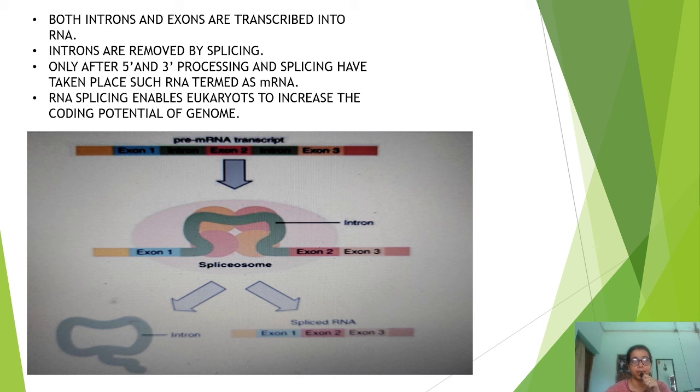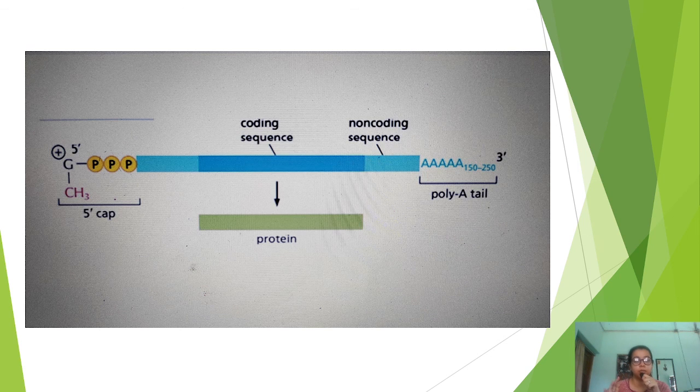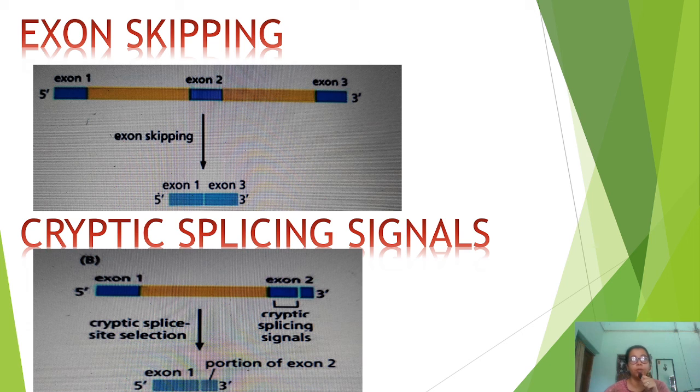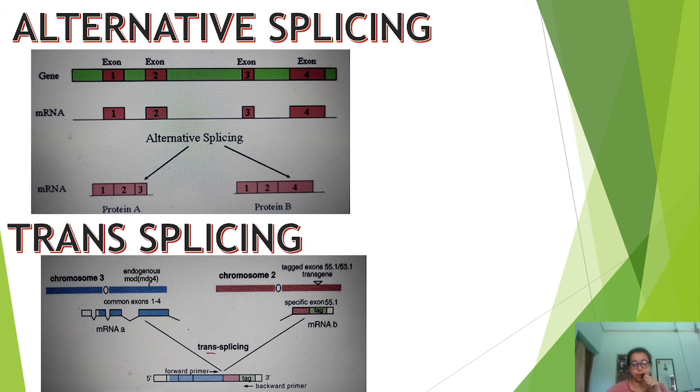In the last video, we discussed what splicing is. In short, splicing is the removal of the introns. Introns are the non-coding part which do not take part in protein synthesis; that's why they need to be removed. The splicing is of different types: first is exon skipping, second is cryptic splicing and signals, third is alternative splicing, fourth is trans splicing, which we discussed in detail in the last video. If you have not watched that part, watch it to get clarity on each of them. If you still have doubts in this process, you can comment down.